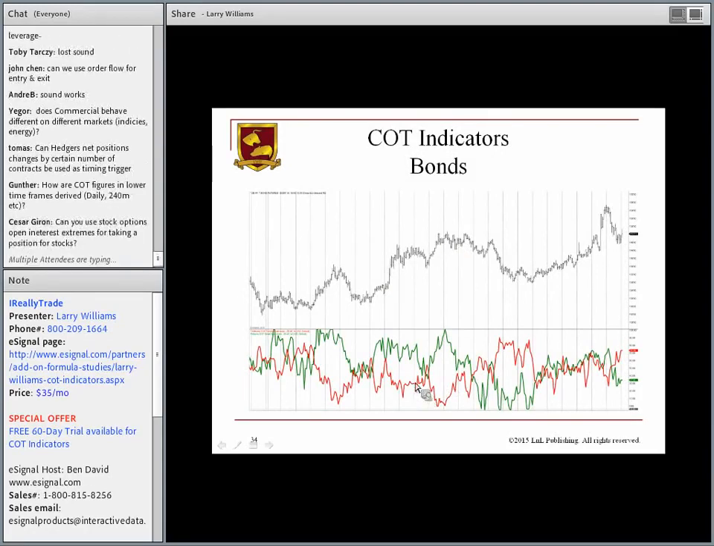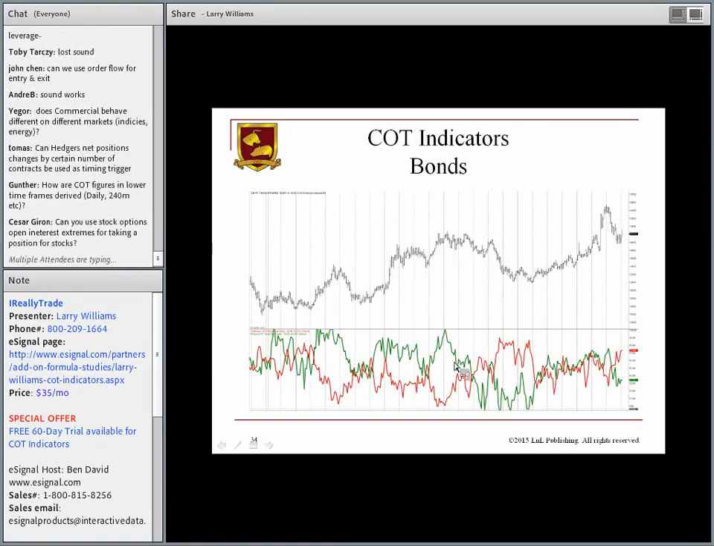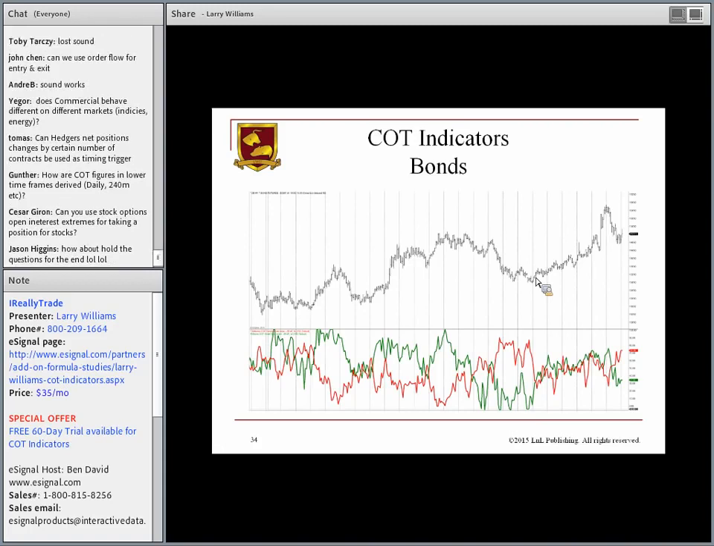Now what we're looking at is the indicators. We're not looking at the net position, but at an indicator, and I'll explain that in a moment. This is simply my percent R. Can you use stock options open interest for taking positions in stocks? You probably could. I have not studied that, Cesar, so I don't know for sure.